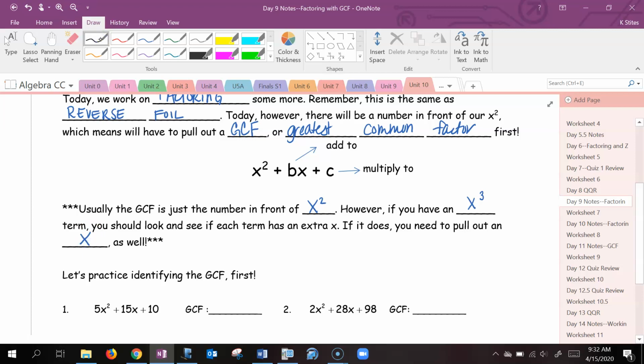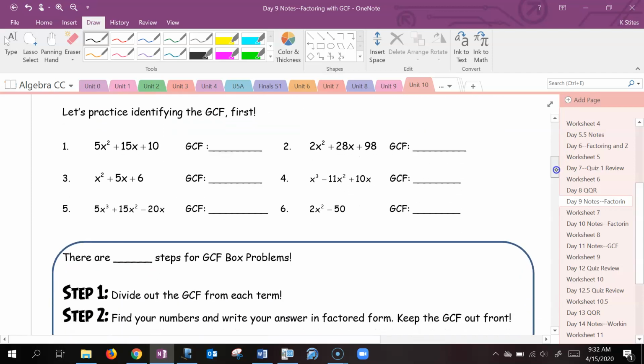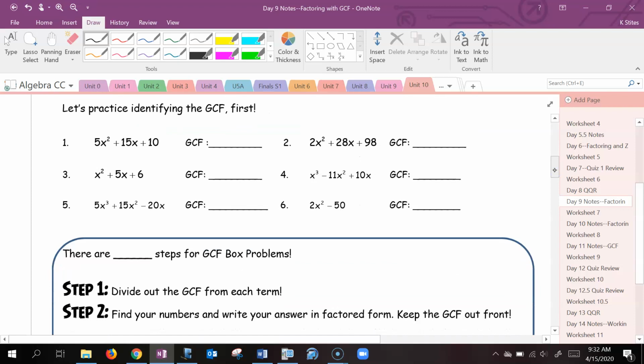Okay, so let's take a look at this and let's see what we can do. So you'll notice for number 1, instead of having an x squared, we have a 5x squared. So what you're going to do is check and see if 5 goes into each term evenly. So does 5 go into 15? Yes. Does 5 go into 10? Yes. That means that 5 is our GCF. Okay, and if you're not sure, you can just divide.